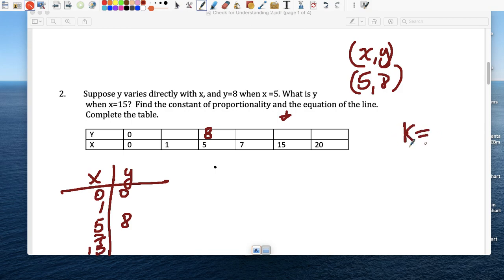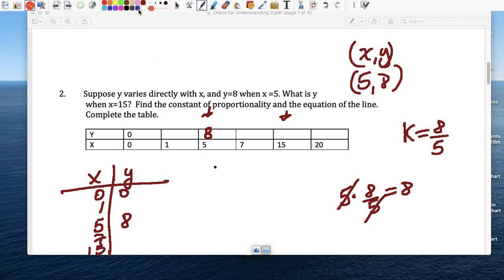So k equals y over x, and the only point I can use is this one because I have both x and y. The y is 8 and the x is 5. So let's try it out. When x is 5, I get 8. Let's see if that's true. If you multiply 5 times 8 over 5, do you get 8? Yeah, because if you simplify, you get 8. So 5 to 8, constant proportionality.